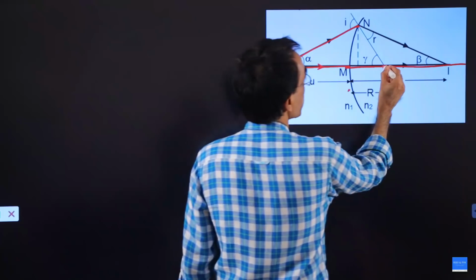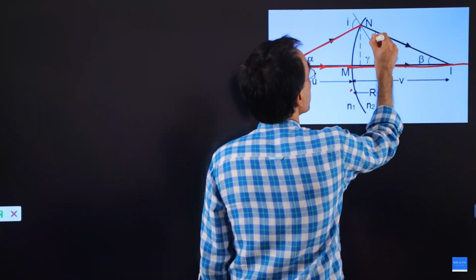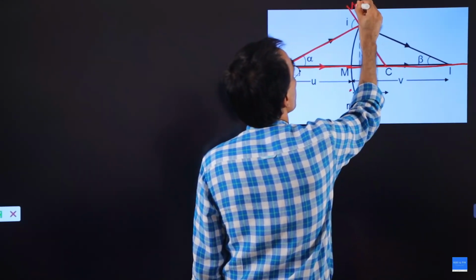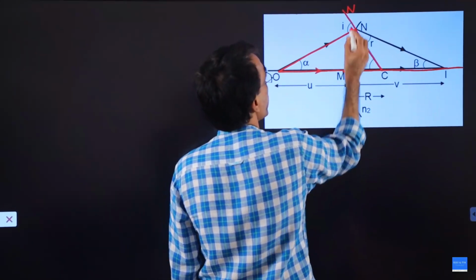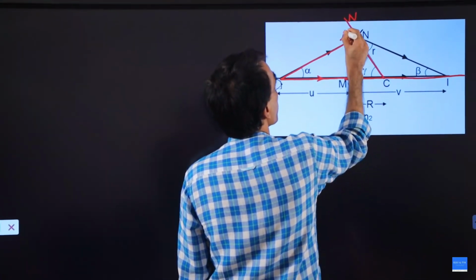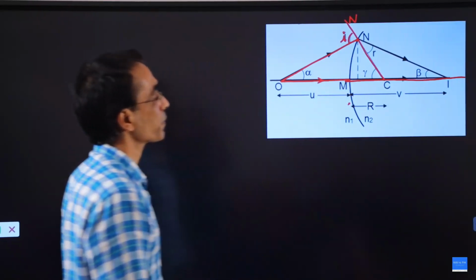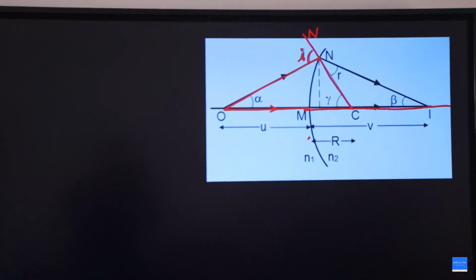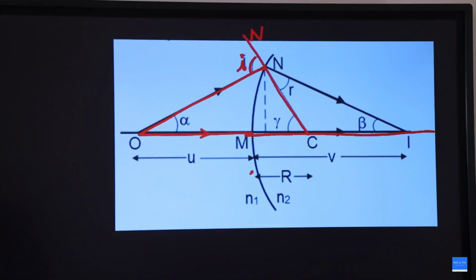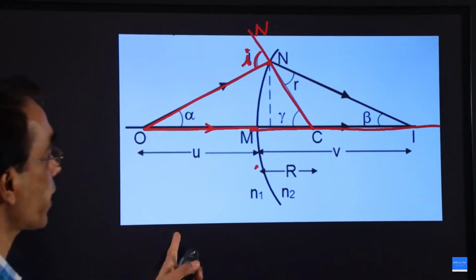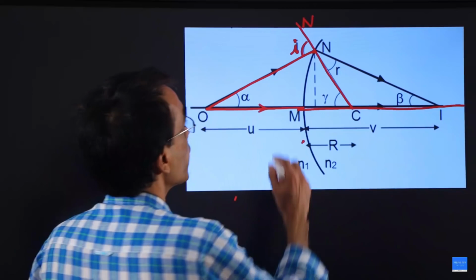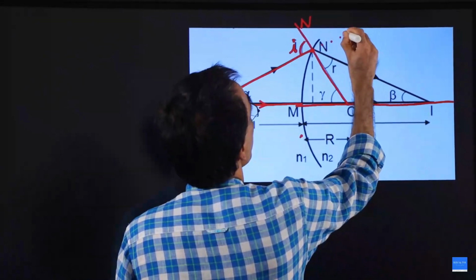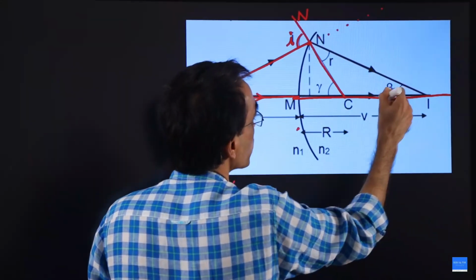So from the center, if I draw a line like this, this becomes the normal at that point. So incident light, normal, I can immediately mark this as angle I. I got angle I, normal. Where is the angle of refraction? And I told you earlier that N1 is rarer, this is denser. So instead of going straight like this, the light will not go straight, this will bend towards the normal.